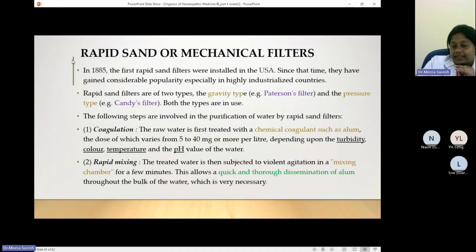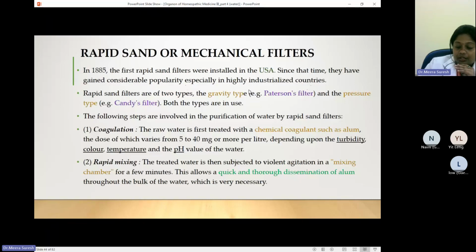So now going towards rapid sand or mechanical filter. This was constructed in 1885, slow sand in 1804 in Scotland. But in 1885, years later, the first rapid sand filters were installed in the USA. Since that time, they have gained considerable popularity, especially in highly industrialized countries, because it is very costly to make it. So it's only the industrialized countries that tend to do rapid sand.